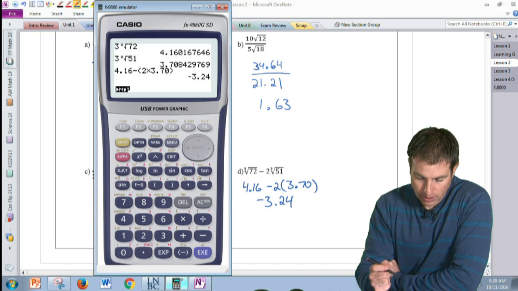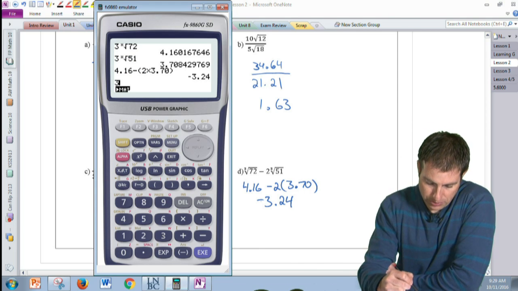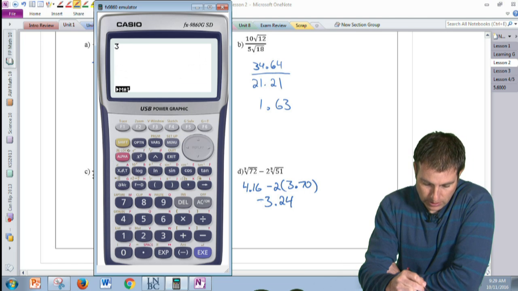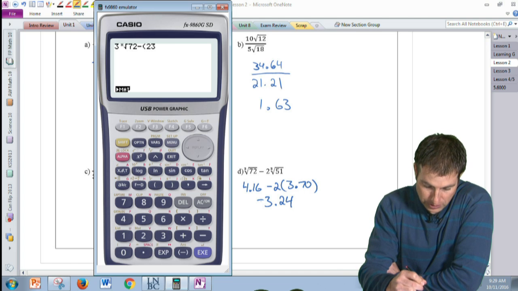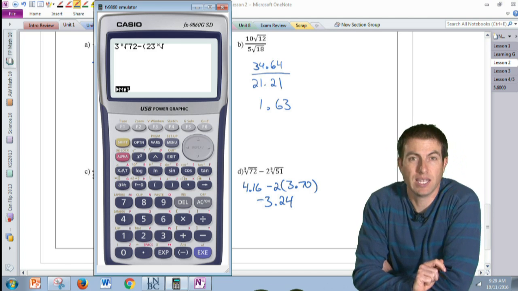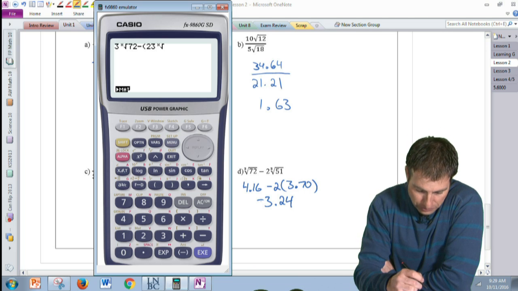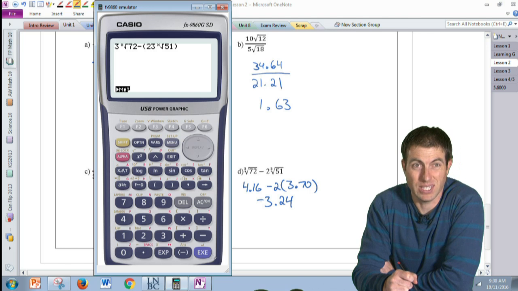Now let's pretend that I want to do it all in one step. Let's see if I can do it. So I'm going to go 3, because I want to take the cube root of 72. I'm going to subtract. This is where I think it's going to get confused, because I'm going to go 2, then I'm going to go 3, and then I'm going to go like that. And if I do it this way, it's going to take the 23rd root of 51, which isn't what I want, but that's what it's in as.